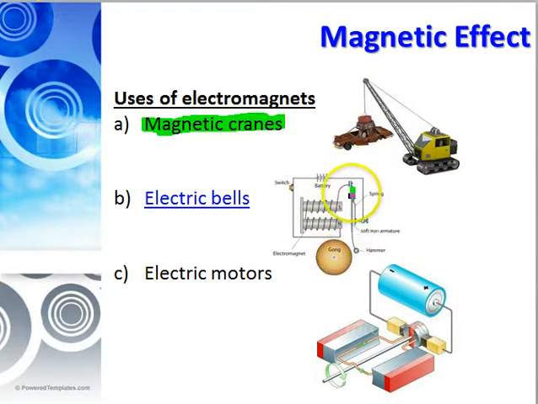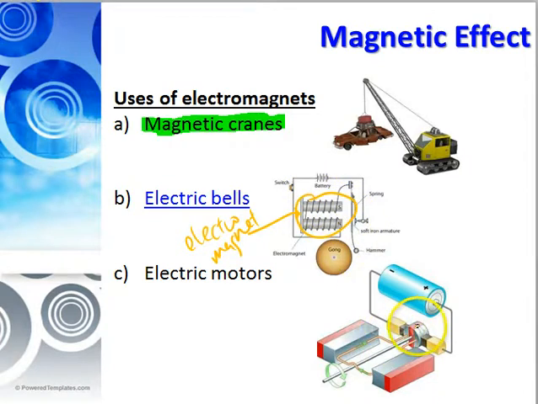Next one is the electric bell. When we press the switch, it will cause the hammer here to hit the gong, and it will repeatedly hit the gong. Where is the electromagnet? It is here. Can you see, this component here is the electromagnet.